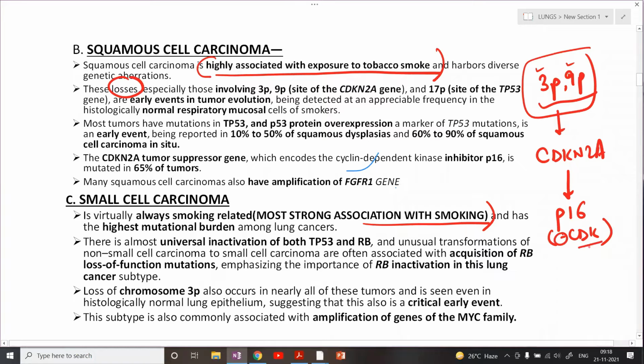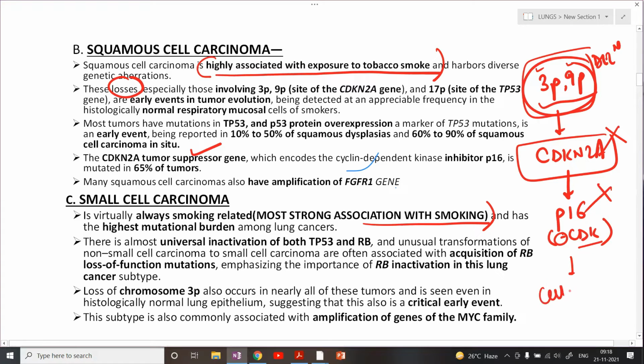If you remember, CDK is the one which allows the cell cycle to progress, and p16 is an inhibitor of CDK. So normally CDKN2A, which is a tumor suppressor gene, does not allow the cell cycle to proceed. That is how it is a tumor suppressor gene. In squamous cell carcinoma, there is a deletion of this portion, 3p and 9p. As a result of the deletion, it is not synthesized, so the cell cycle continues and there is uncontrolled proliferation.